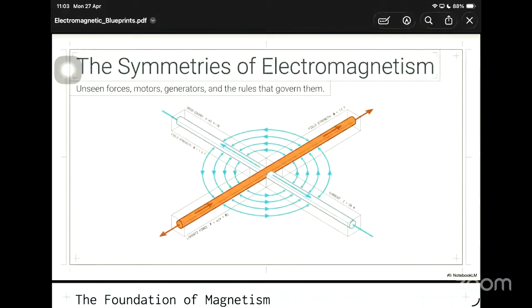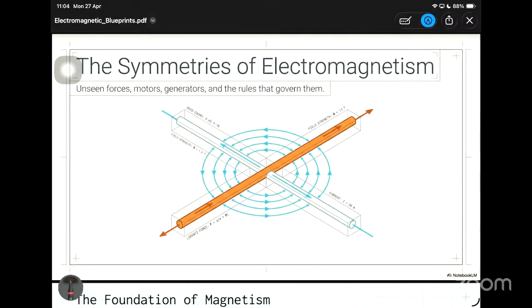Okay, so we'll start the session. Today, as I mentioned, I will be discussing two topics, electromagnetism and the radioactive particle theories as well, right? So we'll start with the electromagnetic section, the magnetism and electromagnetic theories.